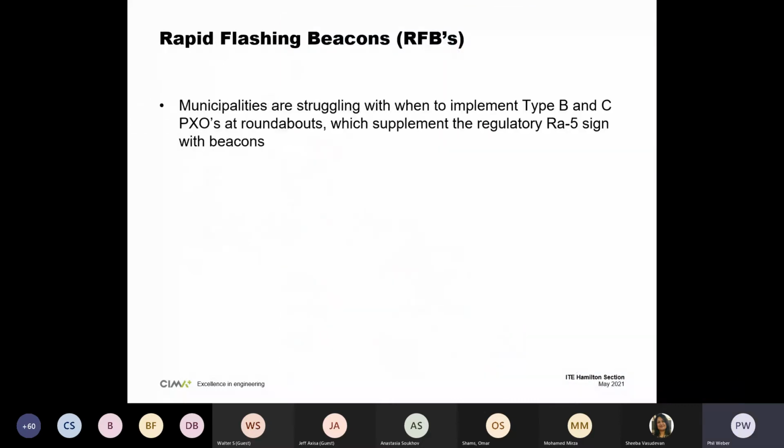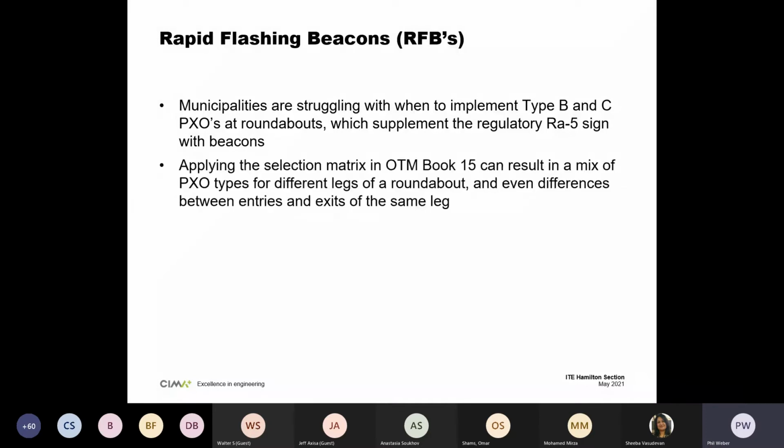However, municipalities are struggling with when to implement the type B and C PXOs, which supplement the regulatory sign with the beacons. If you use that selection matrix in Book 15, you can end up with a mix of PXO types for different legs of a roundabout, and even differences between entries and exits of the same leg. So that's if you strictly apply that selection matrix.